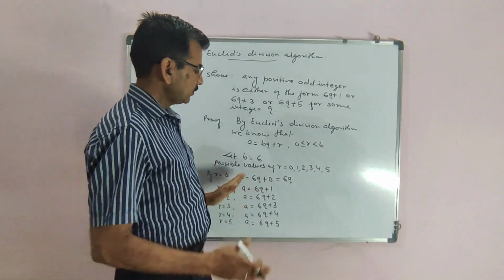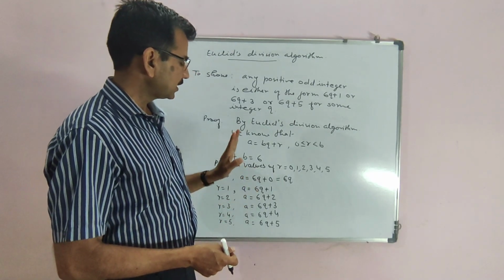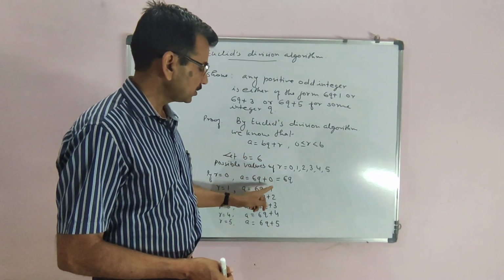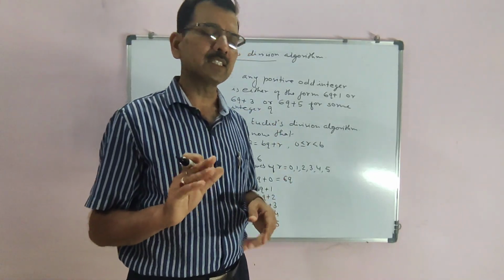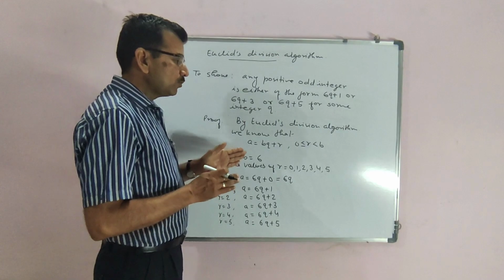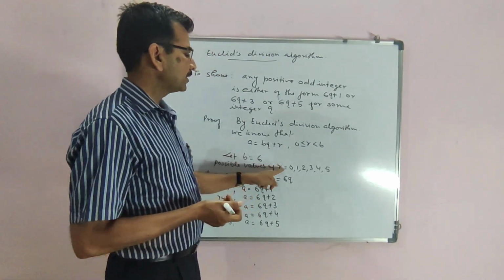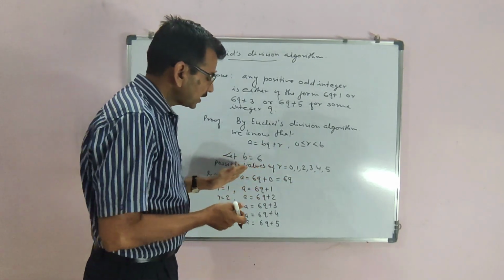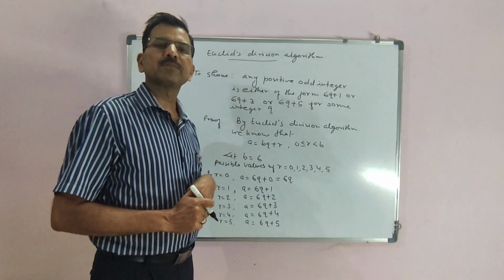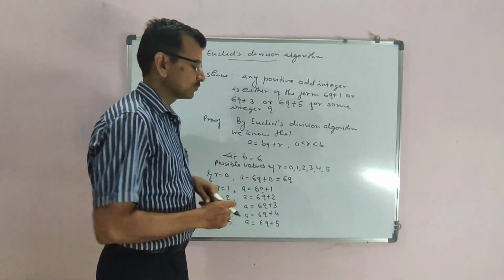We know that this a is also an integer, 6 is an integer, q is an integer, and 1, 2, 3, 4, 5, whatever we have taken, they are all integers. Now we have to check what type of integer they are. If the remainders are 0, 1, 2, 3, 4, 5, then what type of numbers are we getting? Let us check that.